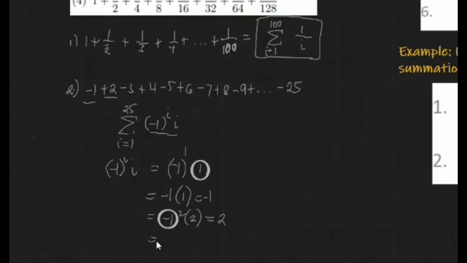Okay, try natin yung 3. Negative 1 raised to 3 times 3. So, tatlong negative 1. Negative times negative times negative is negative. So, ito ay negative 1 times 3 which is negative 3. And tama na naman tayo. Okay. Yun ay hanggang 25.